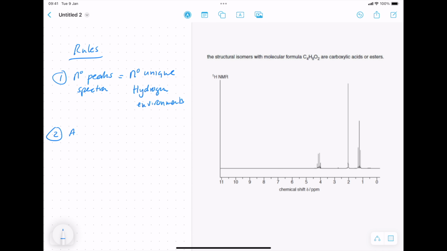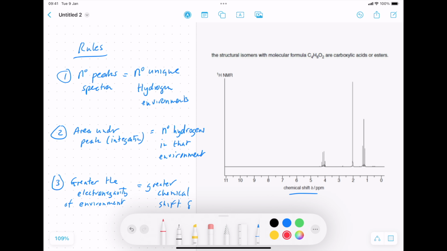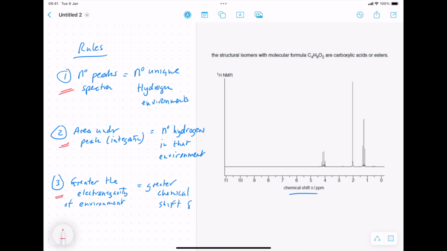Number 2, the area under the peak is equal to the number of hydrogens in that environment. And then number 3 is, the greater the electronegativity of the hydrogen environment, the greater the chemical shift. So these are the rules that I work by. We're going to apply these to the spectra on the right and identify what the molecule is.